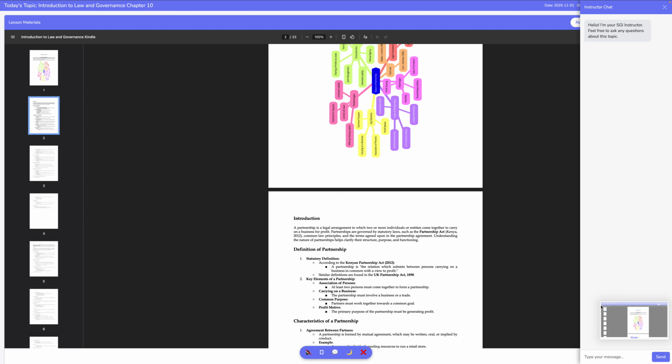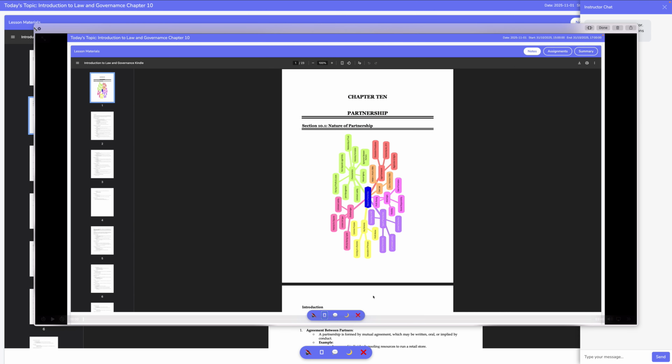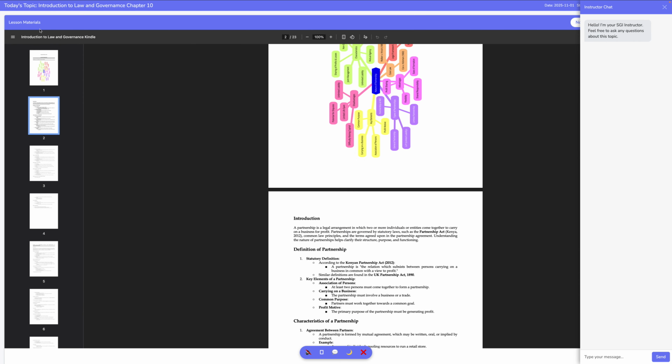Let us begin by understanding what a partnership is. A partnership, at its core, is a business arrangement where two or more individuals or entities come together with the intention of carrying on a business for profit. This simple definition carries significant legal implications and shapes how businesses are formed, managed, and dissolved.